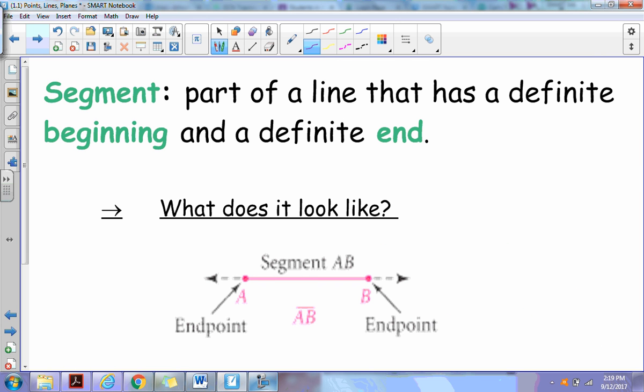All right, segment. A segment is actually just a portion of a line. It's like a smaller piece. The difference between a line and a segment is that a segment has a beginning dot and an end dot. Those dots are called endpoints. So you can see this one's named segment AB because the endpoints are A and B. Since this one has a beginning and an end, you can actually measure it.